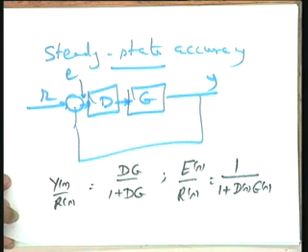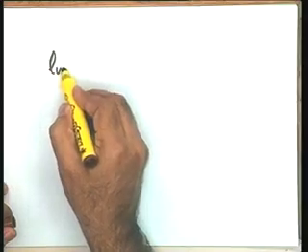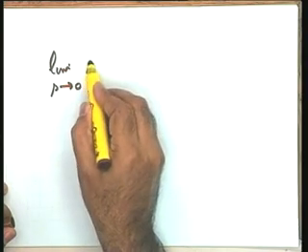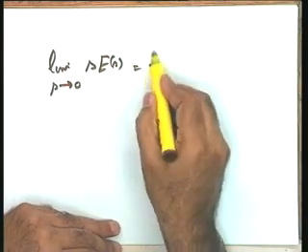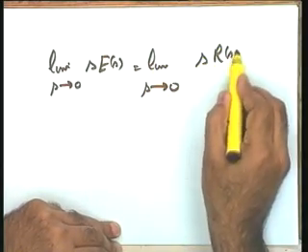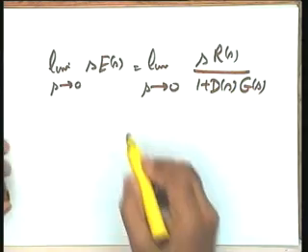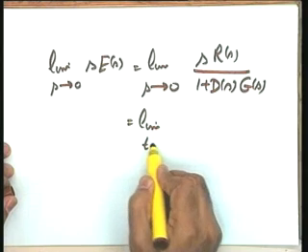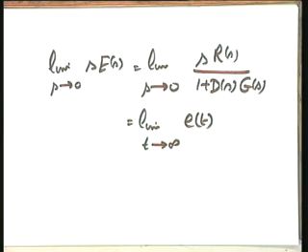This can easily be examined. Now what is the steady state error? For the steady state error, we can use the final value theorem: limit s tends to 0, sE(s) is going to become your steady state error. This is equal to limit s tends to 0, sR(s) over 1 plus D(s)G(s). This is equal to limit t tends to infinity e(t). This is the basic relationship for the steady state error using the final value theorem.